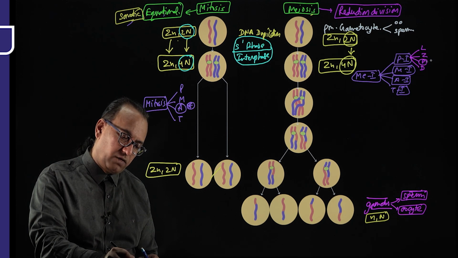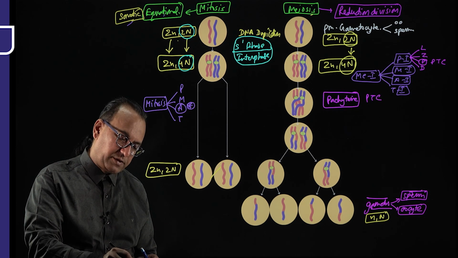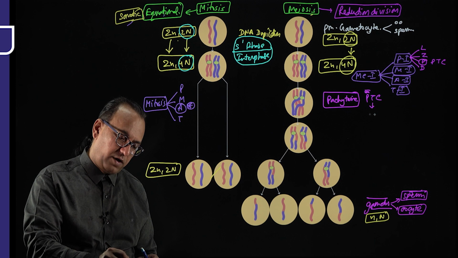And in pachytene, we remember a mnemonic, PTC. So in pachytene of prophase 1, we have the mnemonic PTC. P represents the pachytene, T is for tetrad and C is for chiasma.